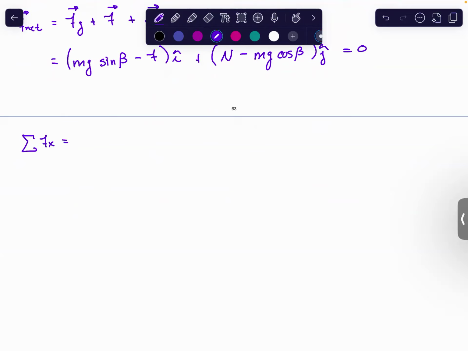X components: mg sine of beta minus the applied force equals 0. So forces in the y direction: normal force minus the y component of the gravitational force.